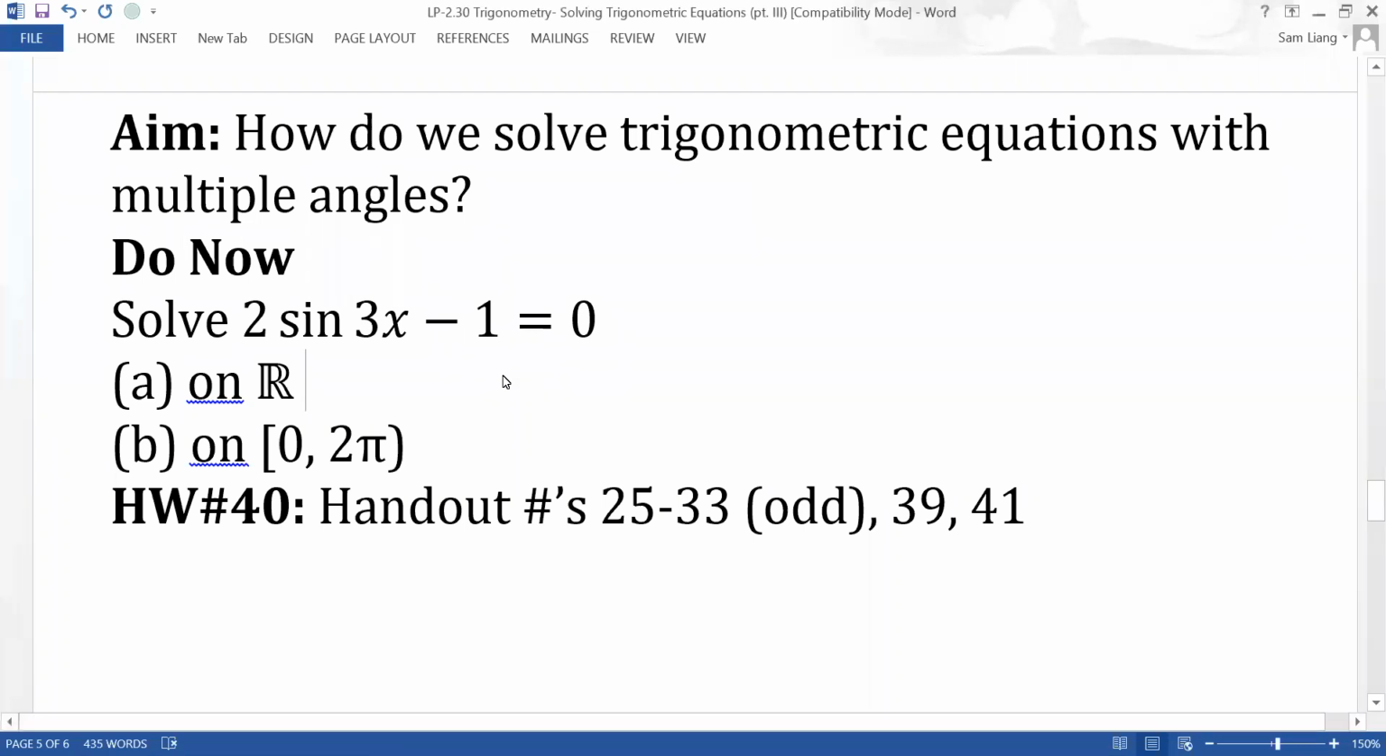But actually, I'm going to jump into the solution itself. So don't worry if you didn't get to it yet. I'm going to just jump up to the solution for this do now.